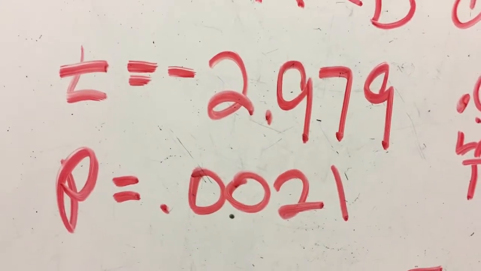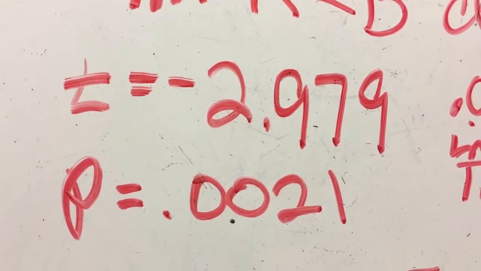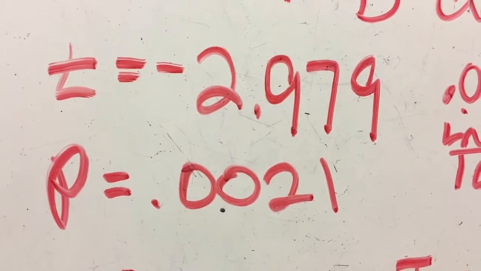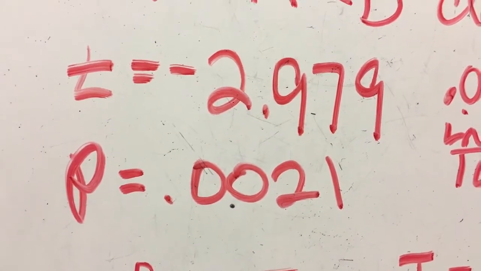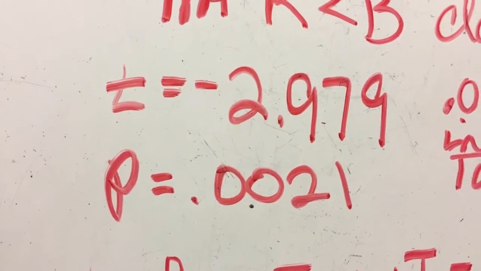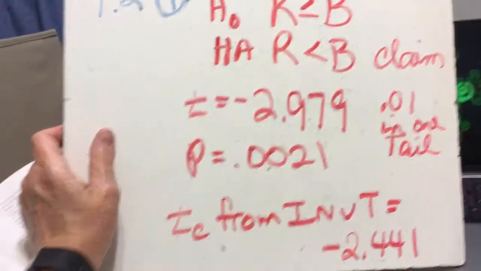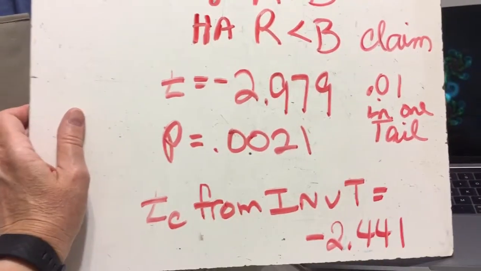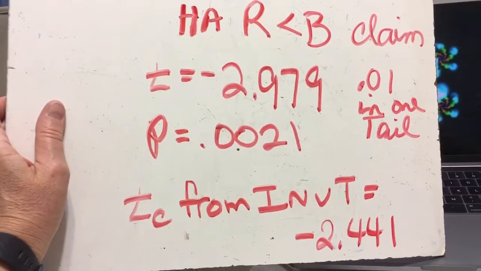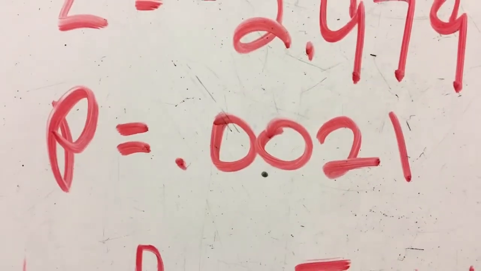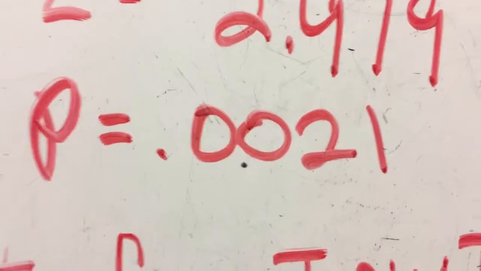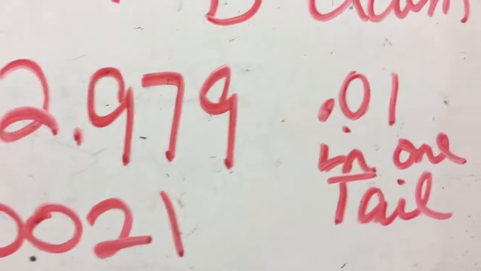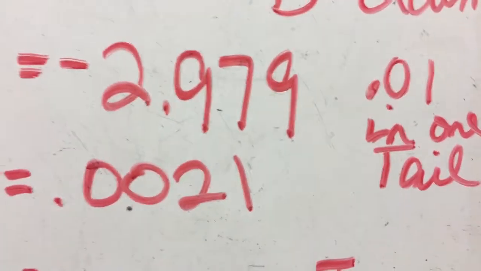And then to get this, I used my 2-sample t-test. I put in all of the data, and I got out t is negative 2.979 and p is 0.0021, which are also correct according to the book answers. So now we have to make our decision. Let's make a decision from our p-value, and we got 0.0021, which compares to 0.01. And 0.0021 is less than 0.01, therefore we should reject H sub O.